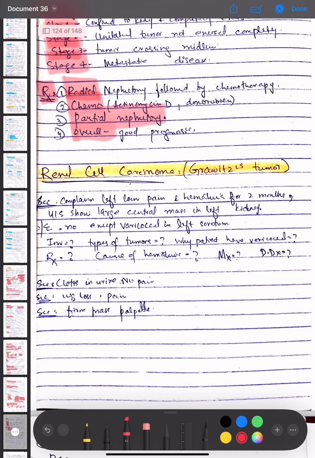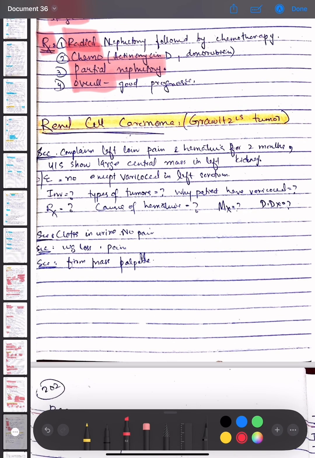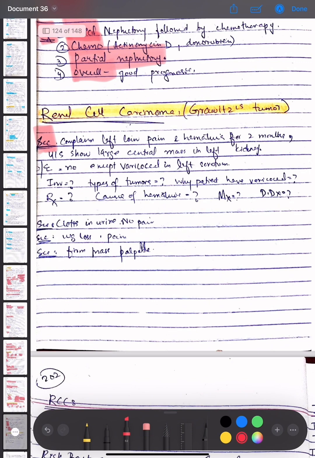Now coming towards renal cell carcinoma, also known as Grawitz's tumor. The scenario: there is a complaint of left loin pain and hematuria for 2 months. Ultrasound shows a large central mass in the left kidney. On examination, nothing except varicocele in the left scrotum. So what are the investigations?